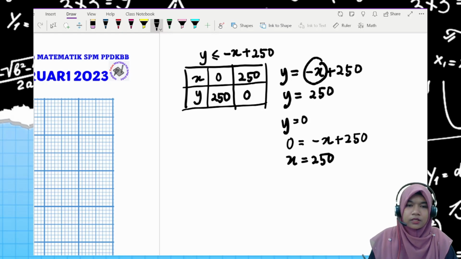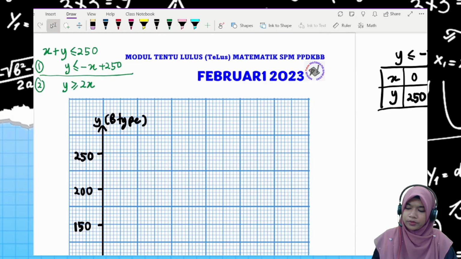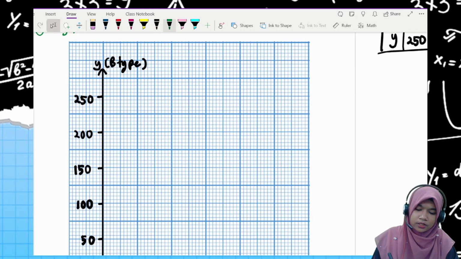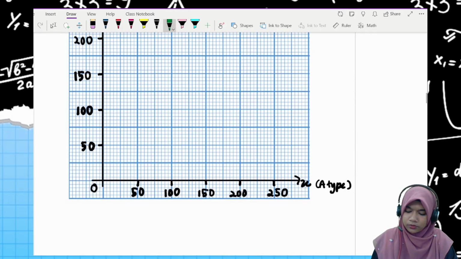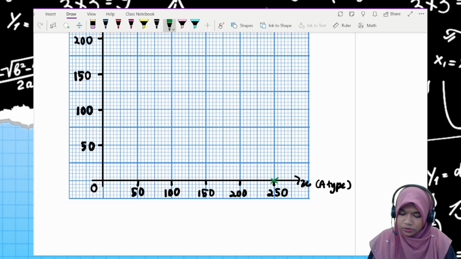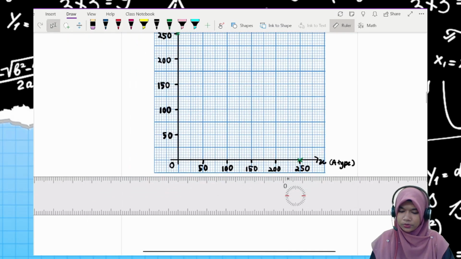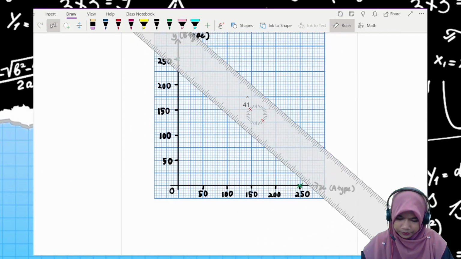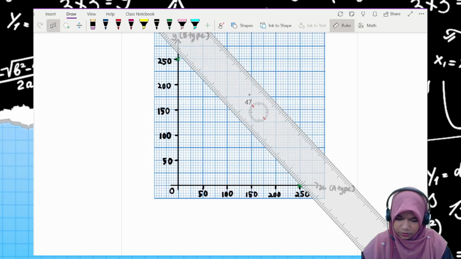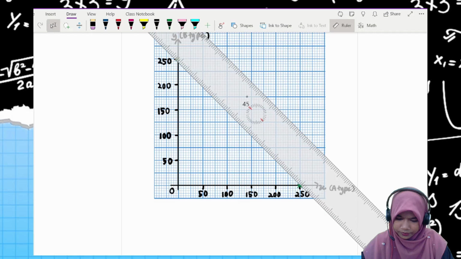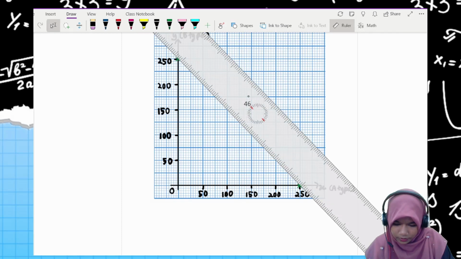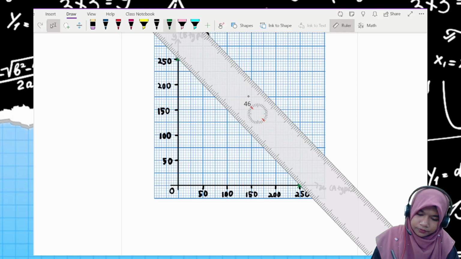Then you draw. I mark 0, 250, and another one 250, 0. And then you draw the graph for the first equation. So this one is the graph. What color to use? Black.